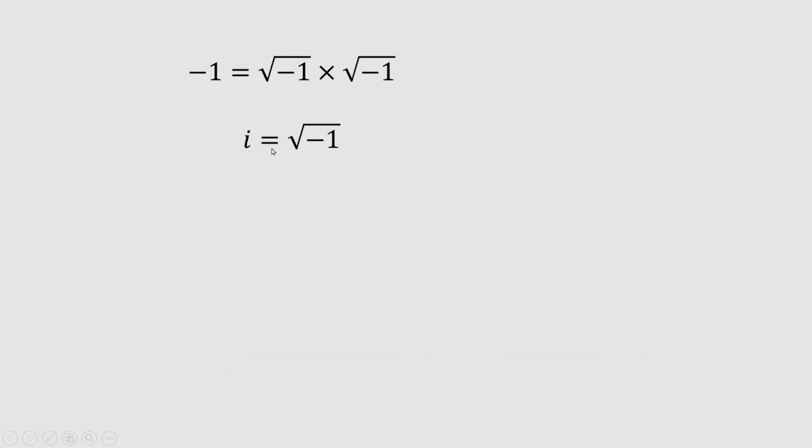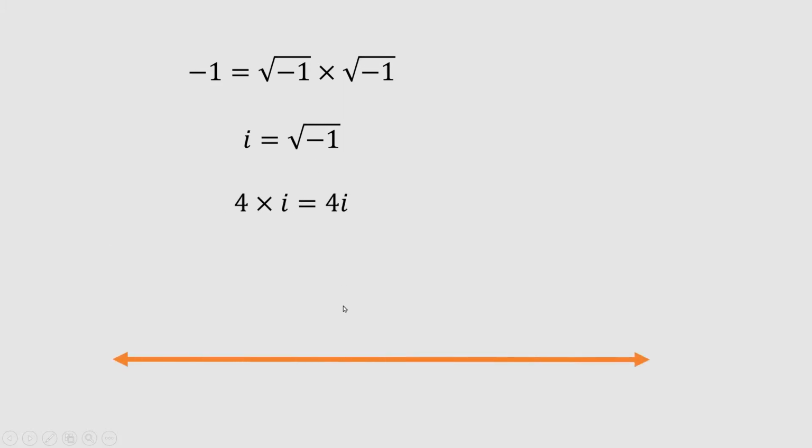We assume i equal to square root of minus 1, 4 into i is equal to 4i. And the position of 4 is here, and multiplying by i we get the position of 4i here. This i rotates the number 90 degrees. Okay, that means this i moves along the y-axis.